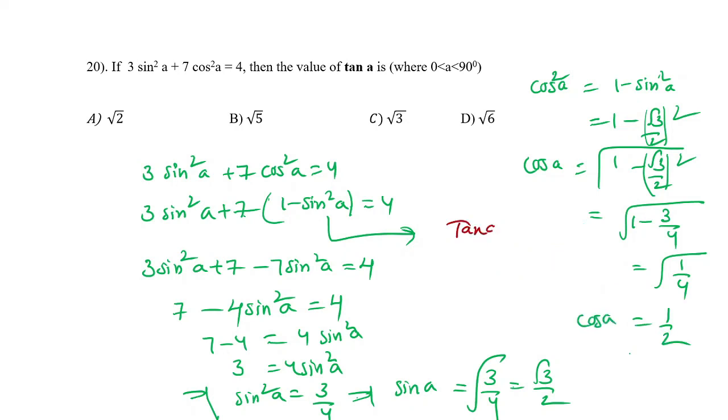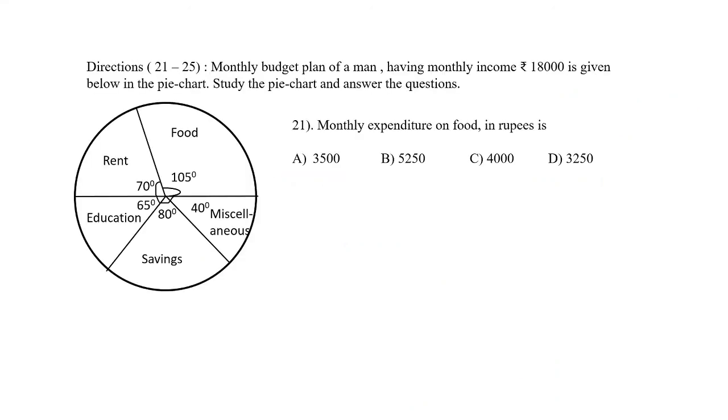Tan A is equal to sin A by cos A. That equals sin A, which means root 3 by 2, by cos A, which means 1 by 2. So the final result is root 3. What is the answer? Root 3. Option C.